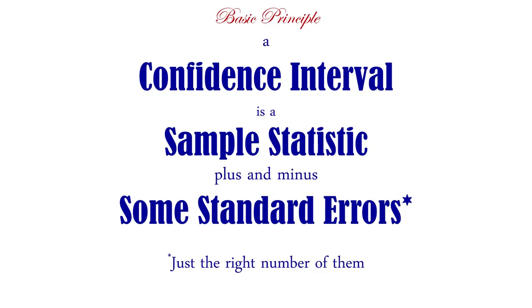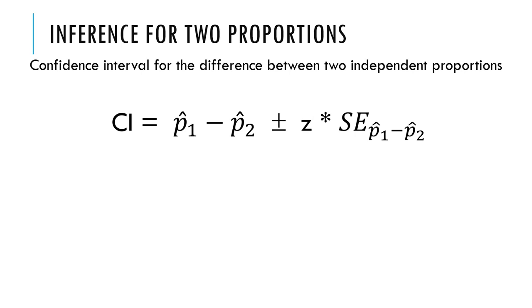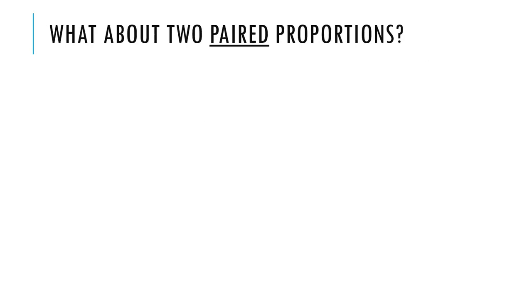So to calculate a confidence interval, it's always a sample statistic plus and minus, like 1.96 or 1.65 or whatever standard errors. So in this case, the sample point estimate is a difference between two proportions. So it's proportion 1 minus proportion 2, proportion from sample 1 minus proportion from sample 2, plus or minus our critical z, which is going to be 1.65 or 1.96 or 2.58, times the standard error that we calculated previously. The standard error doesn't change, whether it's hypothesis tests or confidence intervals.